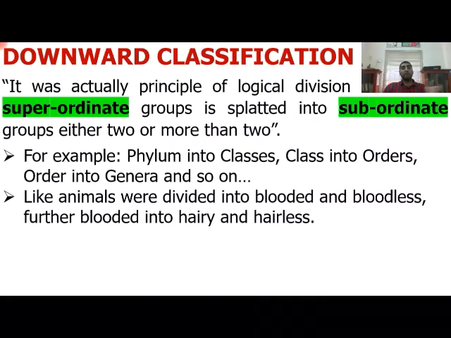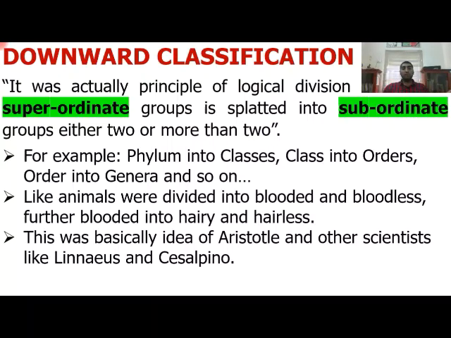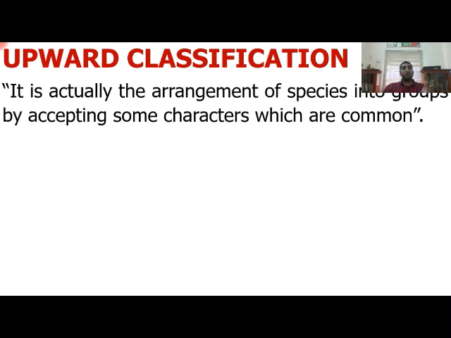And this, like in old Greek times, animals were divided into blooded and bloodless. Then further, the blooded were divided into hairy and hairless. So this was actually the idea of Aristotle and scientists like Linnaeus and Cesalpino. Then upward classification. Here it is the arrangement of species into groups by accepting certain characteristics which are in common.